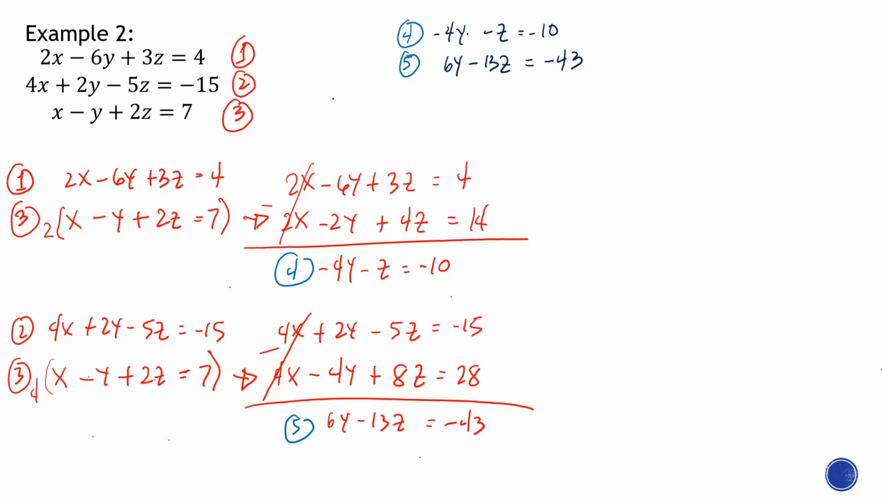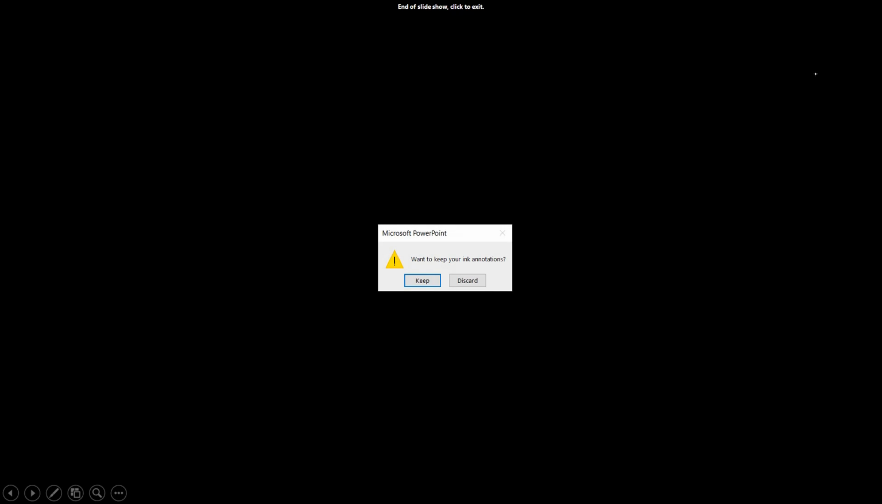That is right. It's easier to eliminate here the terms with z. So that means I'm going to multiply the fourth equation by 13. What's 13 times 4? 52. So this is negative 52y minus 13z equals negative 130. And then I will just rewrite the other equation, 6y minus 13z equals negative 43.